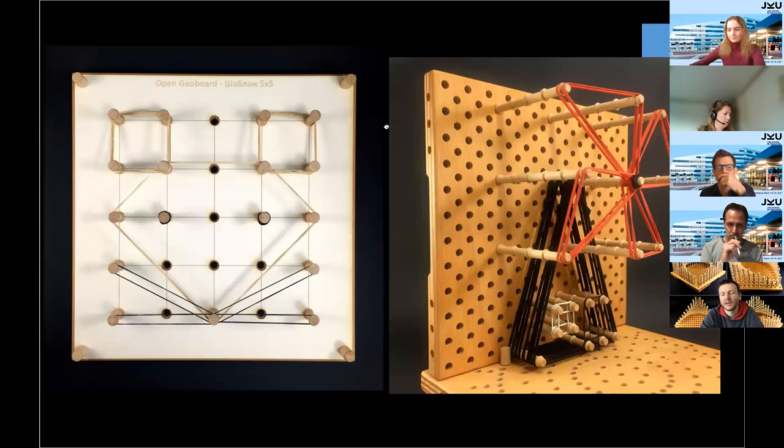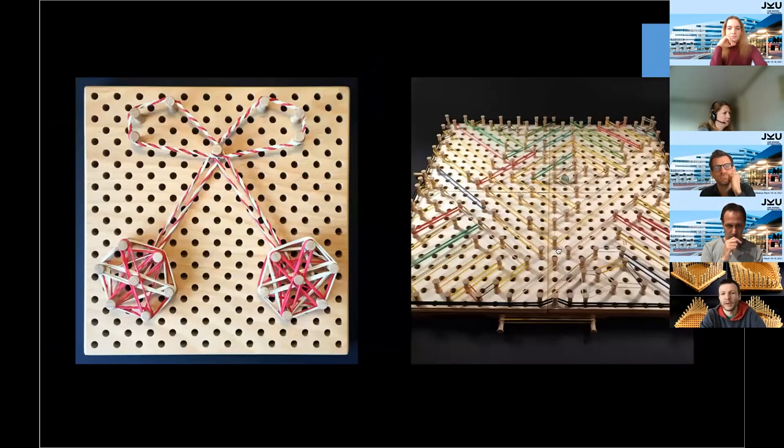So the idea is that when you have the board, it has 265 openings, and it's very difficult for smaller, younger children to start working with it. And then we fix this problem by using these templates. You put a template up, and you can change the usability of the geoboard. You can also connect the geoboards and make one big, bigger playing surface.